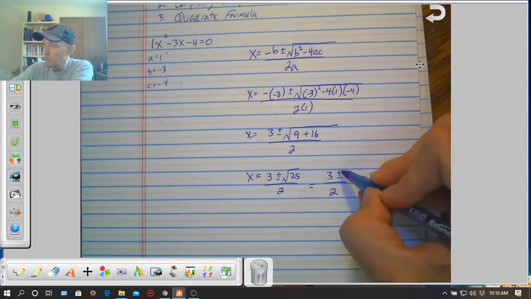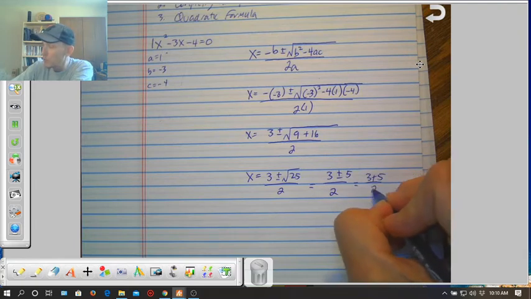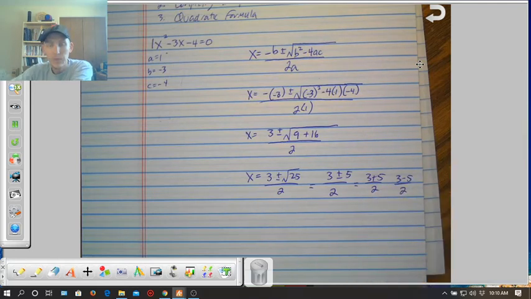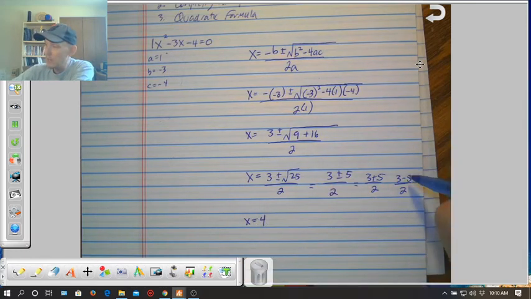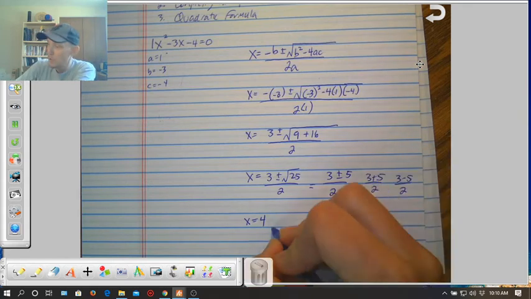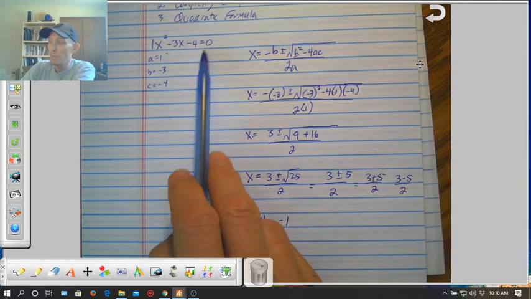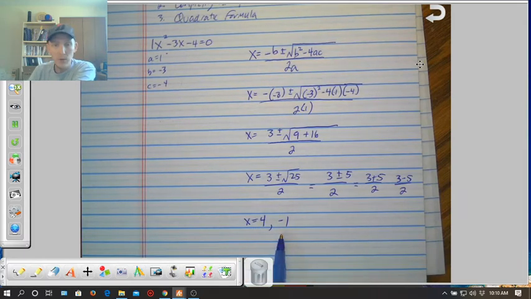And now because it's plus or minus, I'm going to set this up into 3 plus 5 over 2 and 3 minus 5 over 2. And I'm going to then simplify both of those fractions. Well, 3 plus 5 is 8 divided by 2 means that x equals 4. And in the second fraction, 3 minus 5 is negative 2 divided by 2, so negative 1. If I had taken this original problem and done magic number, factored, and solved, I'd get the same two answers.